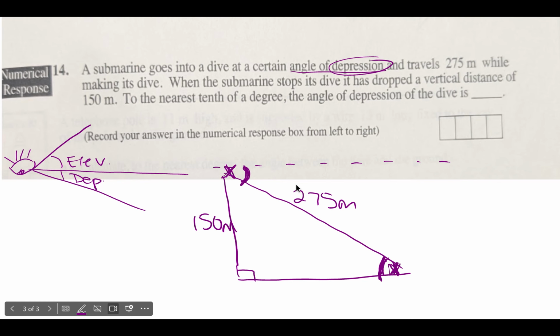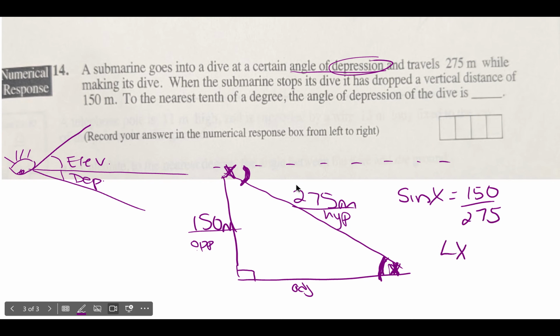So if I start from my angle X from the bottom right-hand corner and label my sides, I have opposite, adjacent, and hypotenuse. If I want the angle, I need to set up a ratio with the two sides I have, which is opposite and hypotenuse. So that would be a sine ratio. So sine of my angle is 150 over 275.